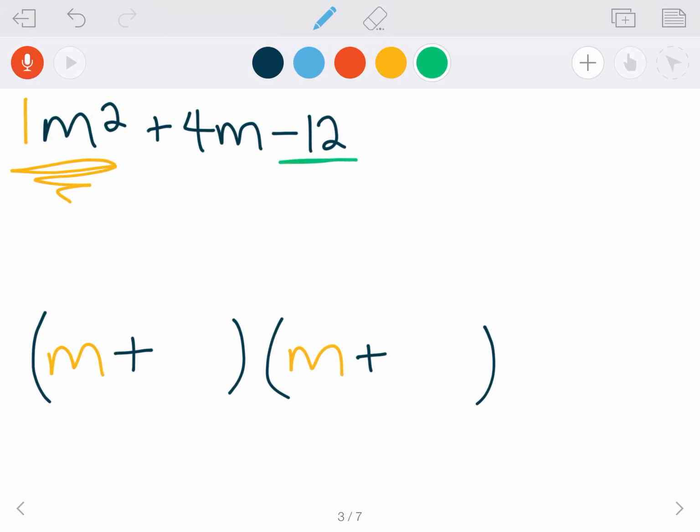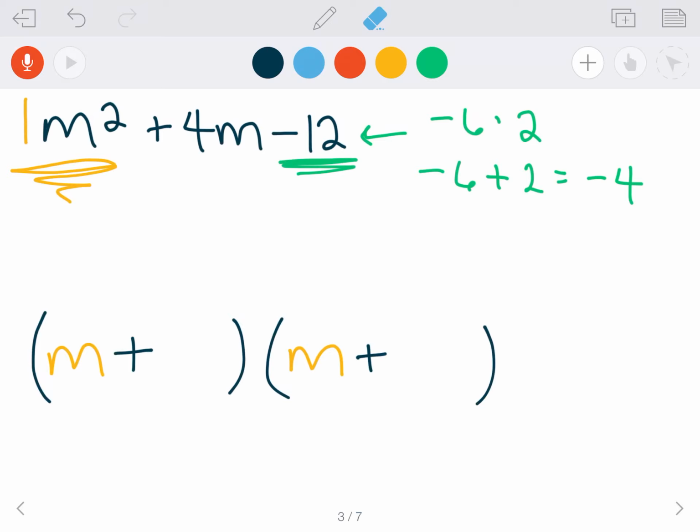Okay, so now let's bring our attention to this negative 12. That is our constant term, or our c term. Let's think about the factors of negative 12 that will also add to positive 4. So what are the factors of negative 12? Well, let's see. We have negative 6 and positive 2. Okay, that'll give us negative 12. But what if we add negative 6 plus 2? What is that? That's negative 4. We want positive 4. So we're very close, but not quite.